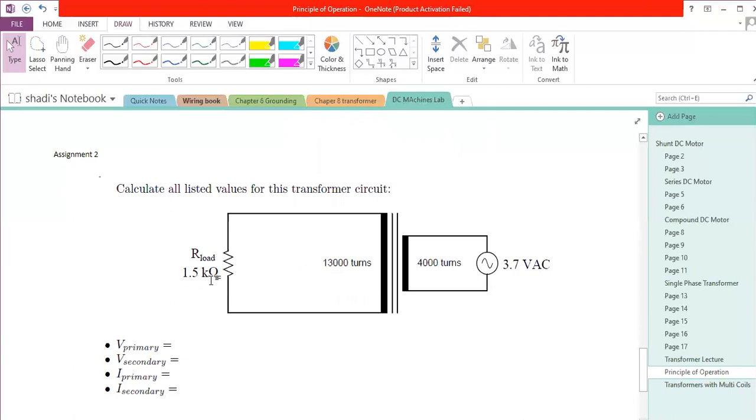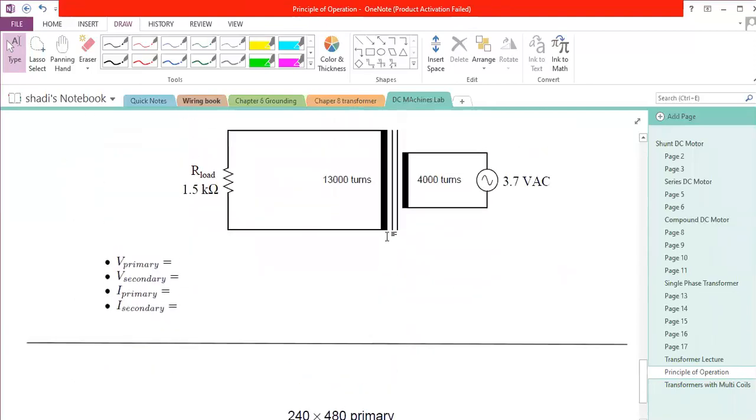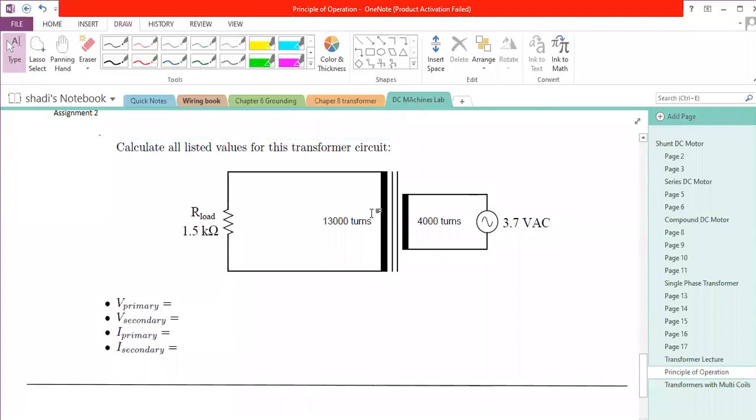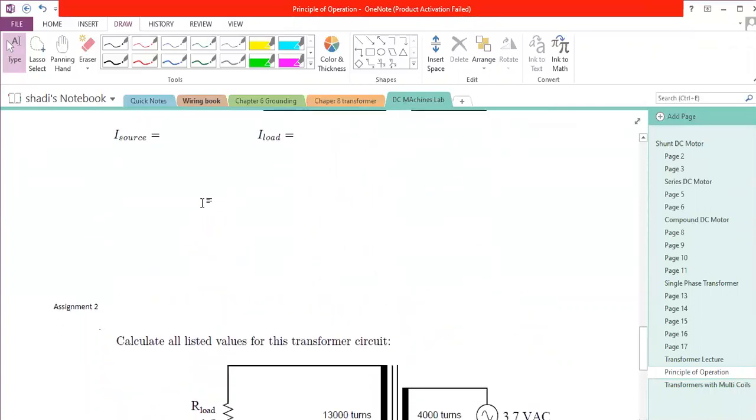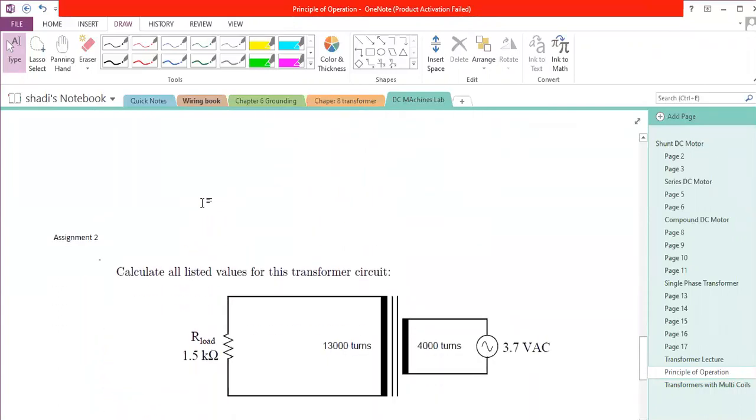All you need to find is V primary, I think it is here. What is V secondary, the voltage at the secondary? What is the current? You need to figure out the current at the secondary, then you can figure out the current at the primary. I will ask you to solve this assignment. I'm expecting to find assignment 1 and assignment 2 solved in your final report.